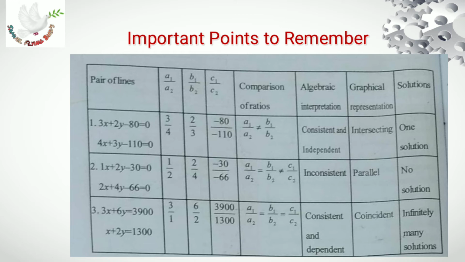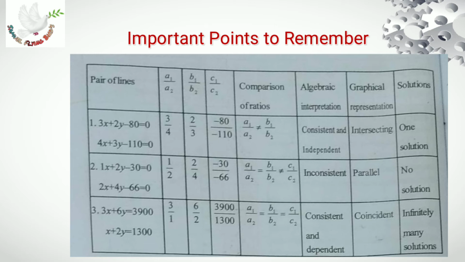Now coming to the third one: 3x plus 6y minus 3900 equal to 0 and x plus 2y minus 1300 equal to 0. Here a1 by a2, b1 by b2 and c1 by c2 are written as 3 by 1, 6 by 2, and 3900 by 1300. Comparing all the ratios, we observe that a1 by a2 is equal to b1 by b2 equal to c1 by c2. Now the pair is consistent and dependent, because all the ratios are equal.